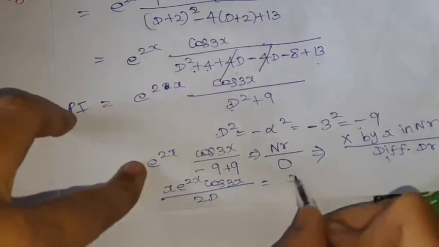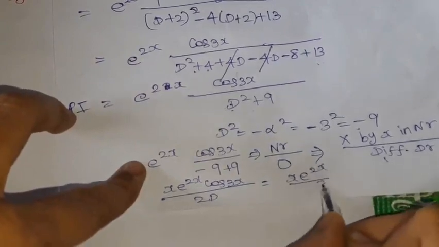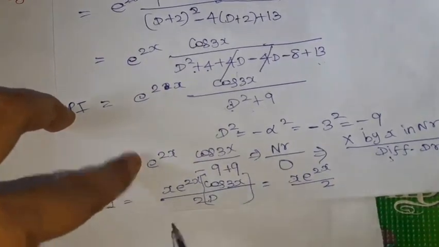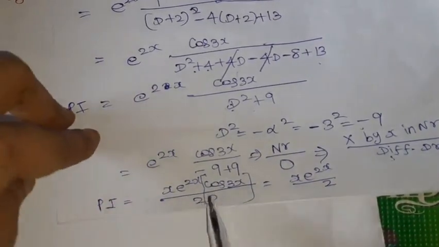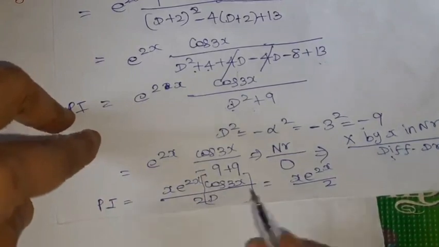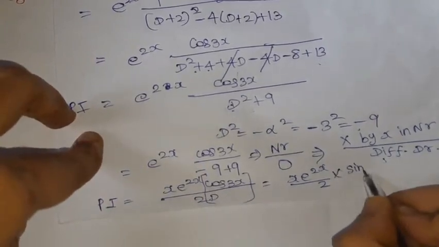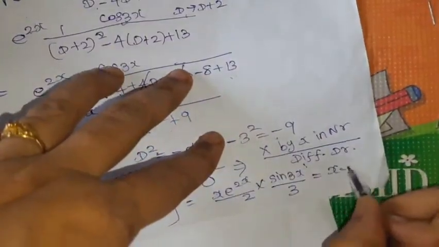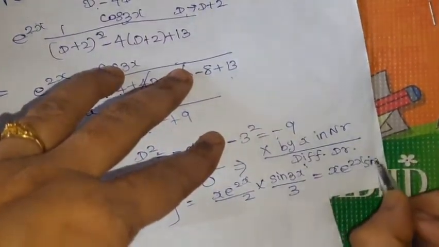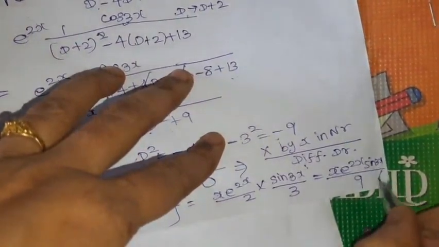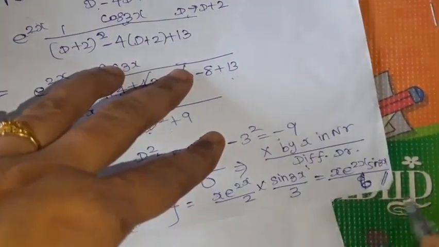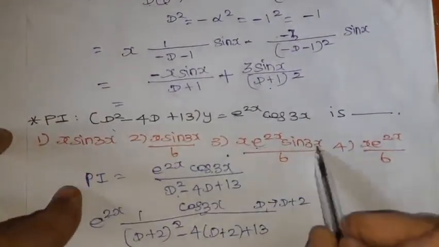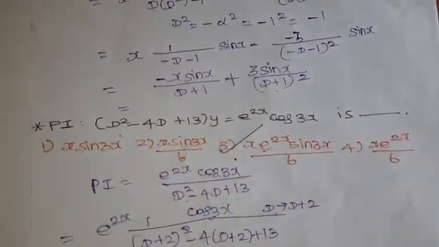So, x e power 2x by 2 will be in the outside. It is cos 3x by D, 1 by D means integration. Okay, integration of cos 3x. So, what is the integration of cos 3x? Sin 3x by 3. So, now x e power 2x sin 3x by 6. So this is the particular integral for the given problem. So x e power 2x sin 3x by 6, option 3 is the right option.